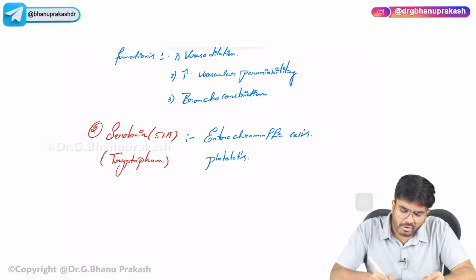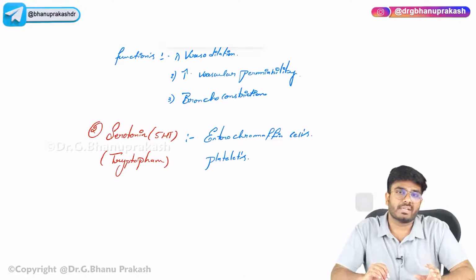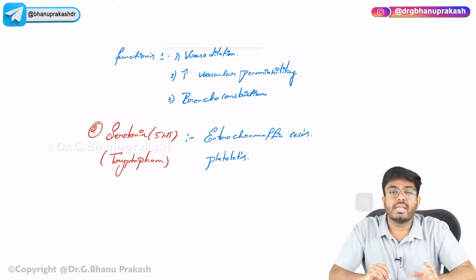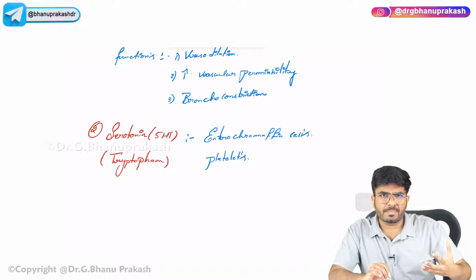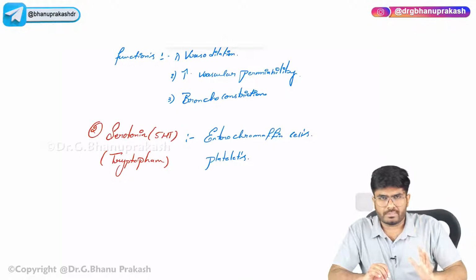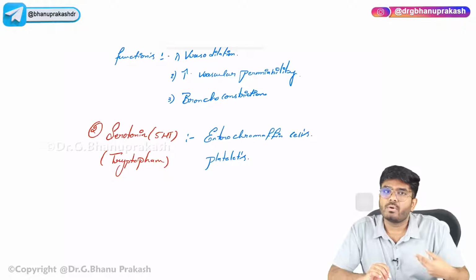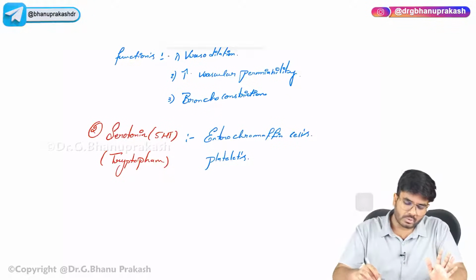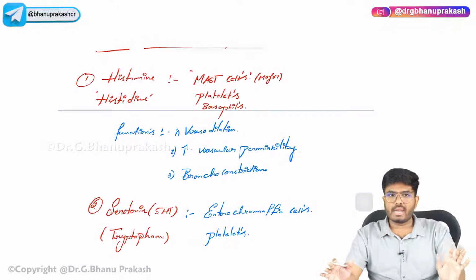Serotonin has lots of functions in the inflammation. It acts as a chemoattractant. It helps in phagocytosis. It helps in the release of pro-inflammatory cytokines like interleukin 1 and interleukin 6 from different cells. So it is also an inflammatory mediator. So the two important preformed inflammatory mediators are completed. What are they? Histamine and serotonin.